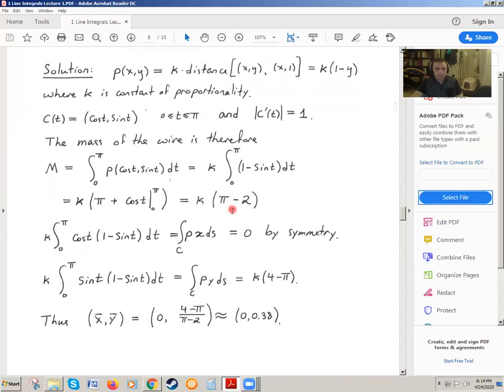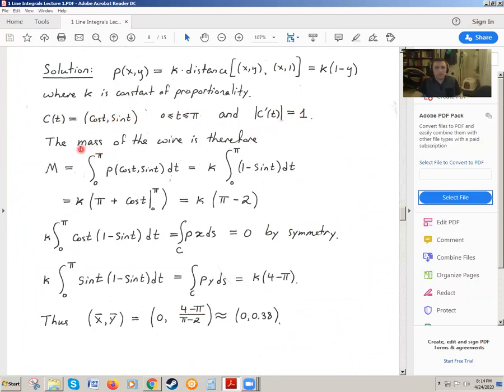So what do we have here? We have that c of t is, I parameterize the wire again as cosine t, sine t, where t goes from 0 to pi. And I know that if I take the derivative and measure its length, it will be of unit length everywhere.